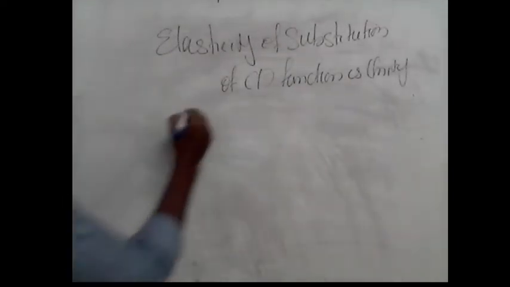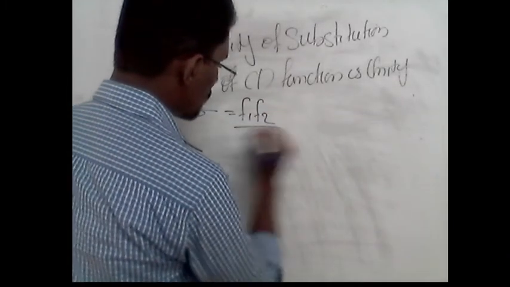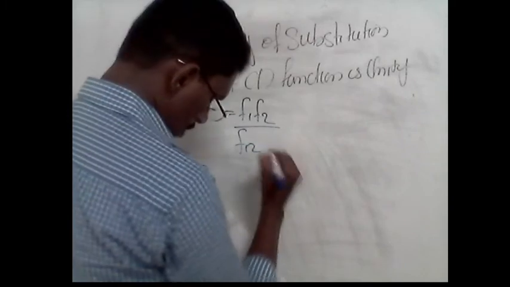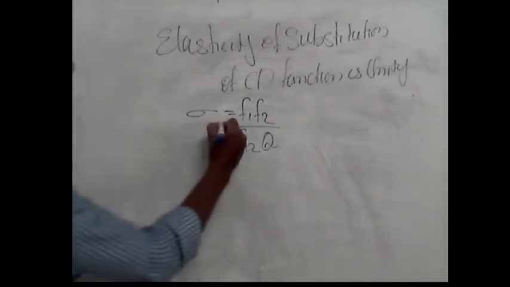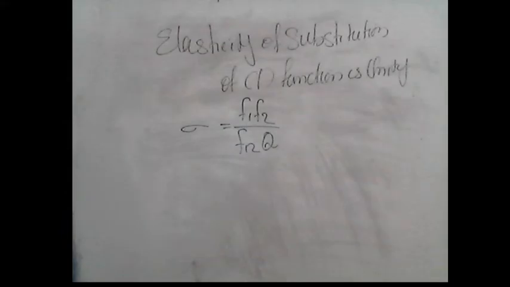Elasticity of substitution, that is eta, is equal to F1 F2 divided by F12 into Q. This is the formula for finding out the elasticity of substitution. That is eta is equal to F1 F2 divided by F12 into Q. And here F1 represents the differentiated value of this production function with respect to labor, and F2 represents the differentiated value of this production function with respect to capital.